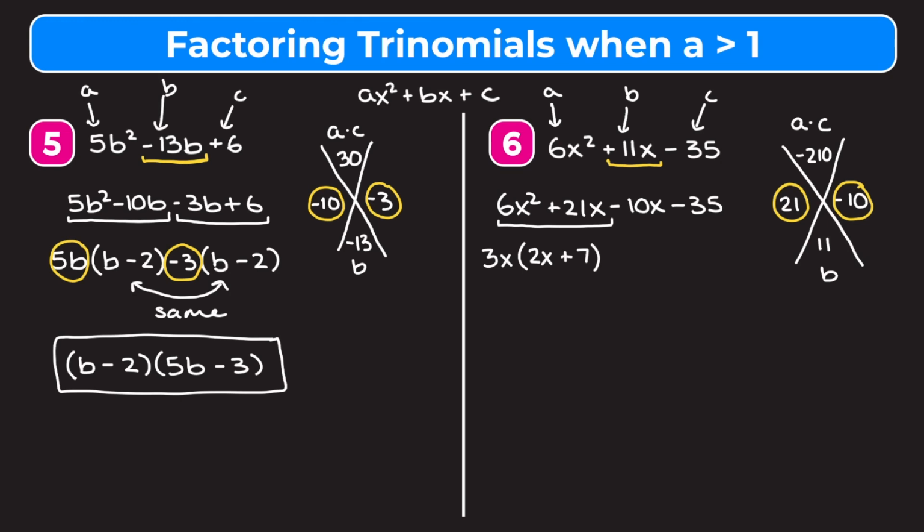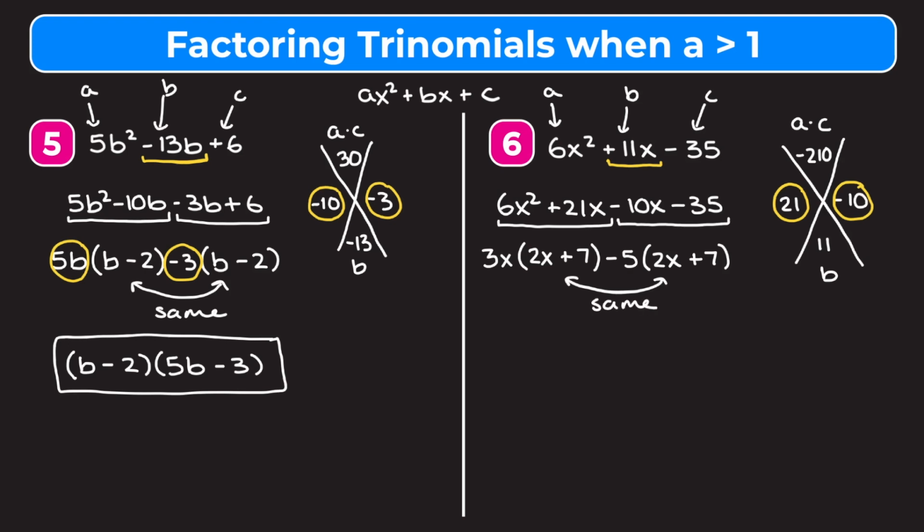You want to do the same thing with negative 10x and negative 35. And remember, you want to take the sign of the leftmost terms. We're going to take out a negative number, and negative 5 goes into both of those terms. If we divide negative 10x by negative 5, we get a positive 2x. If we divide negative 35 by negative 5, we get a positive 7. These two sets of parentheses are the same, which is good.